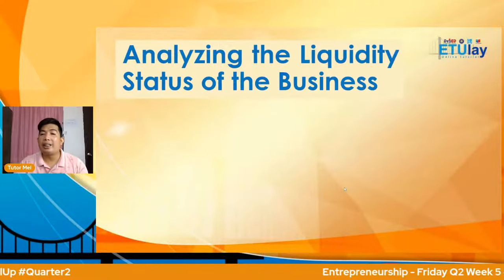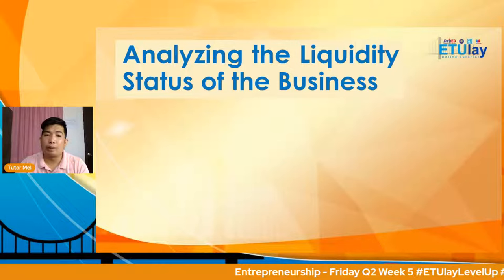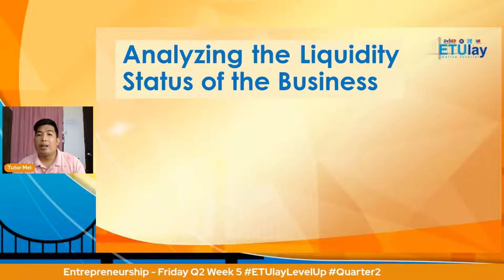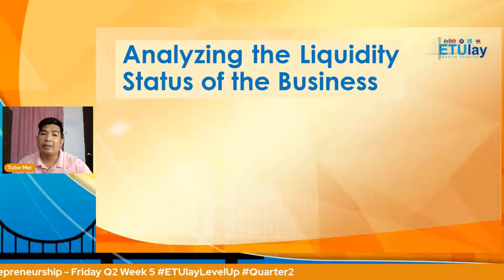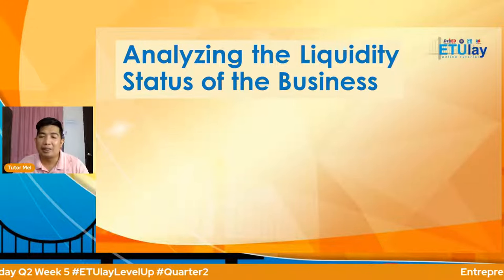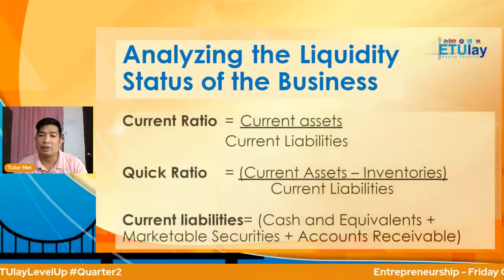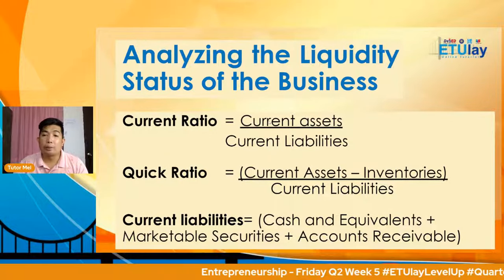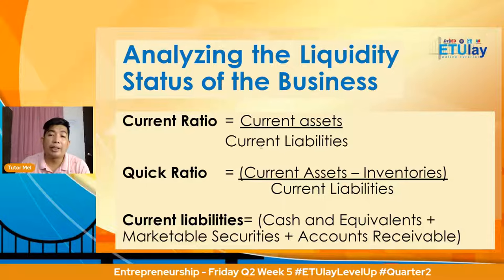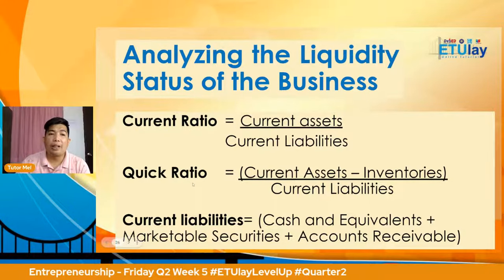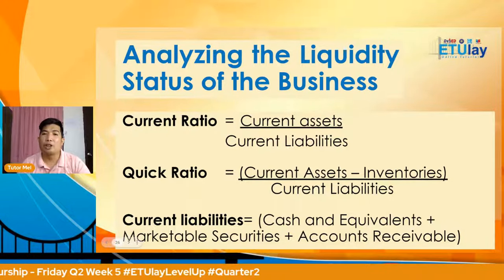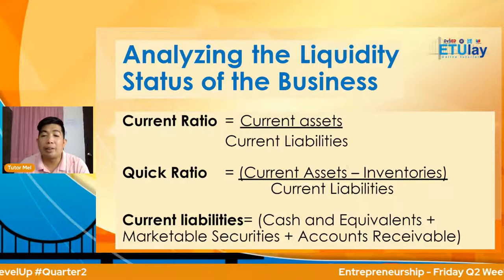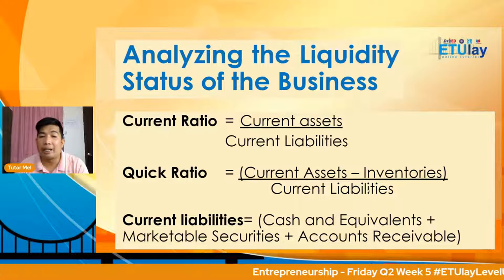Ayan. So, analyzing the liquidity status of the business. So, when we say liquidity, this is the ease of converting the assets of the business into cash. Ayan. So, meron tayong tatlong ratio dito. Current ratio, which is equals to current assets divided by current liabilities. And we have naman the quick ratio. Ayan, sa quick, ibig sabihin mabilis, di ba? So, current assets minus inventories divided by current liabilities.